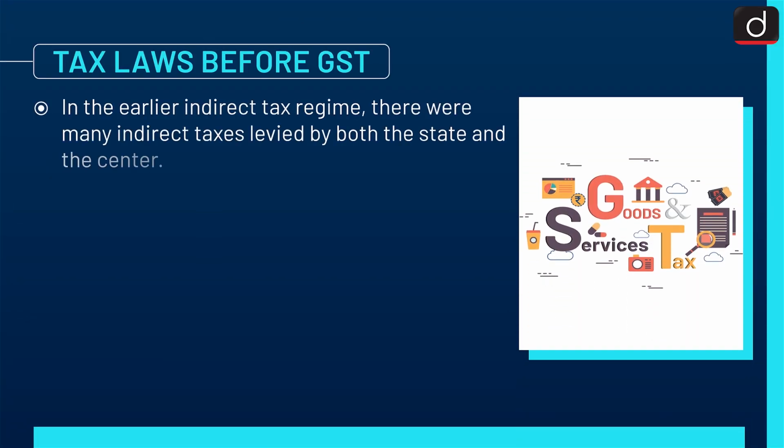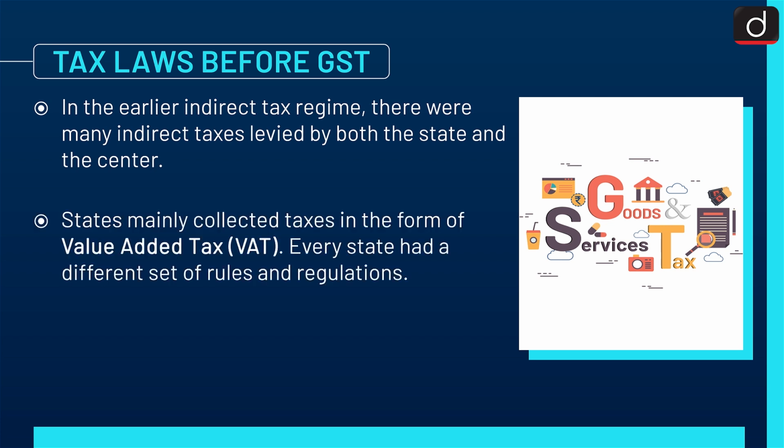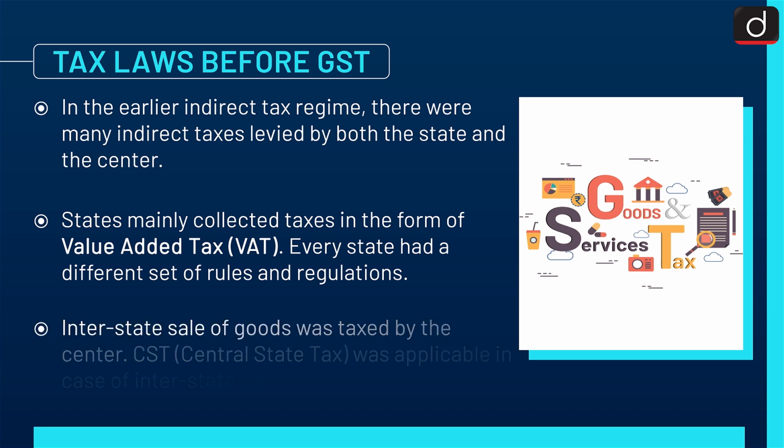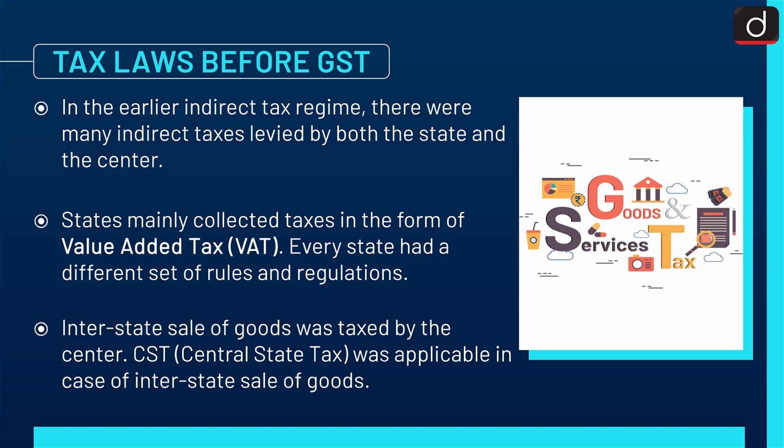In the earlier indirect tax regime, there were many indirect taxes levied by both the state and the center. States mainly collected taxes in the form of VAT, that is value added tax. Every state had a different set of rules and regulations. Interstate sale of goods was taxed by the center. CST, that is central sales tax, was applicable in case of interstate sale of goods.